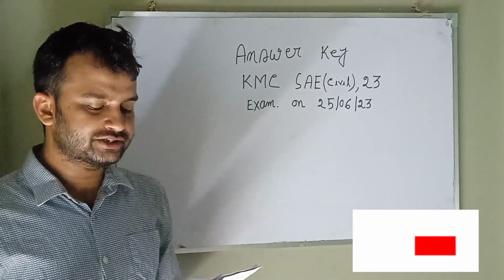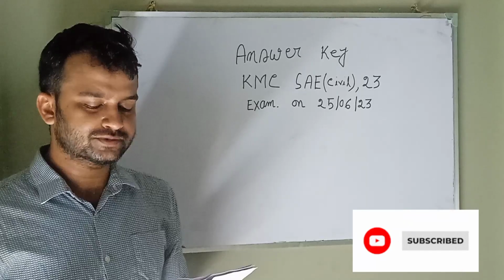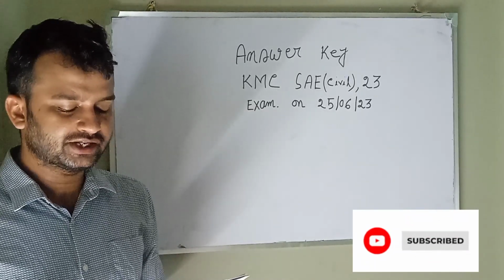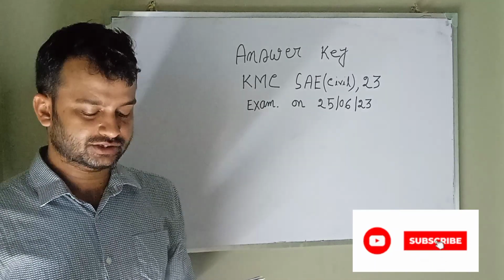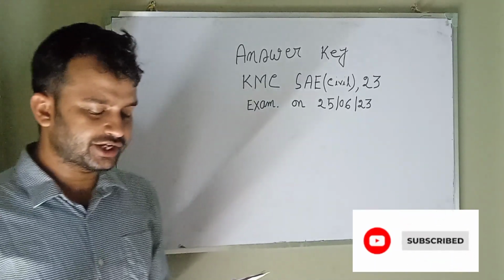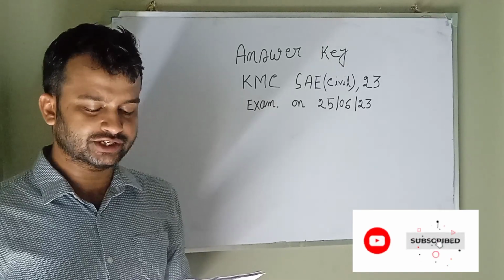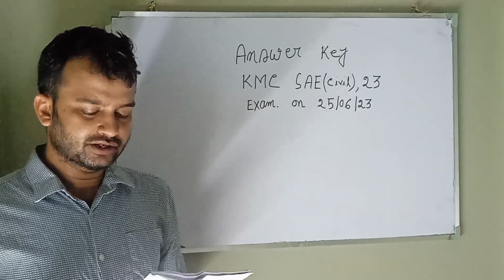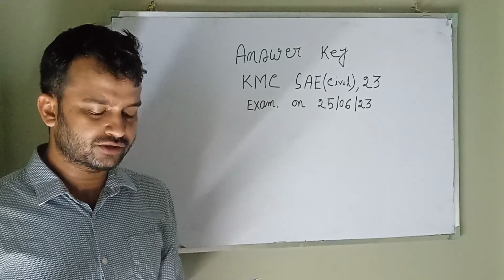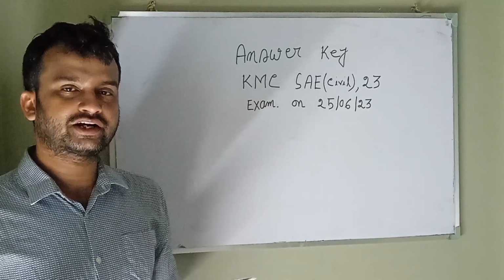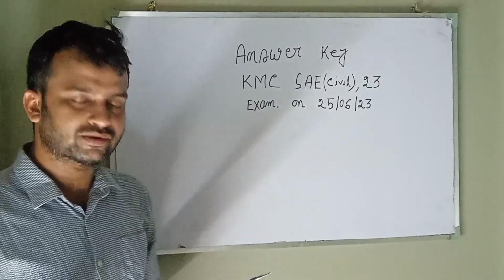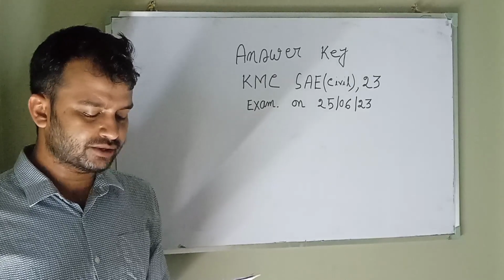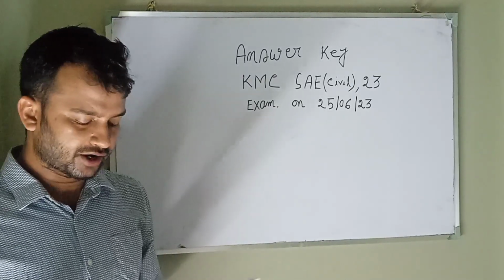Next question number 27. Compressibility of sandy soil is, the correct answer is option D, much less than that of clay soils. Next question number 28. The resultant of two forces P and Q is R. If Q is doubled, the new resultant is perpendicular to P, then here the correct answer will be Q equals to R. If you calculate the question, then the answer will be Q equals to R.